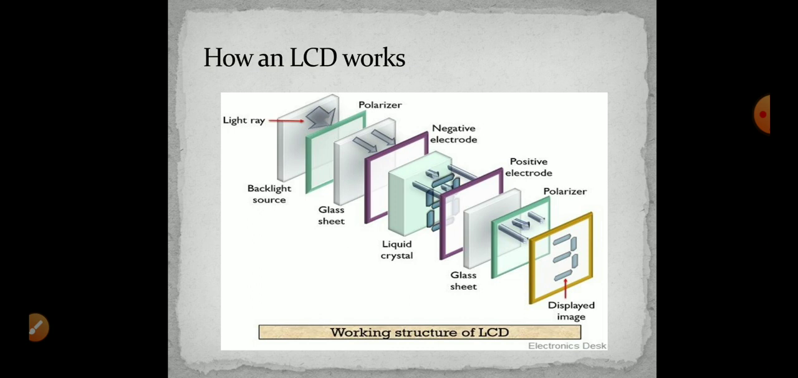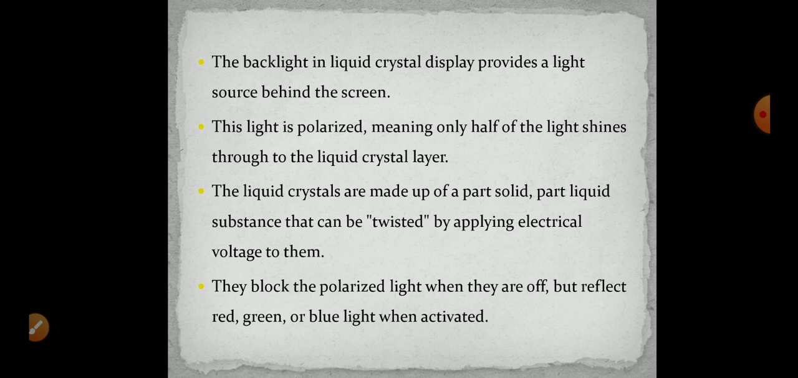Basically, an LCD works with the help of a liquid crystal, polarizer and a backlight source. Mainly three important portions are available in an LCD. They are the backlight source, simply called the light source, the polarizer and the liquid crystal. The polarization is done by the polarizer.